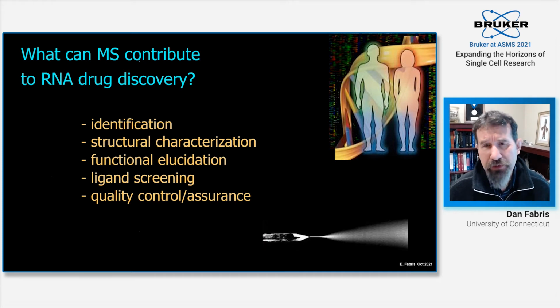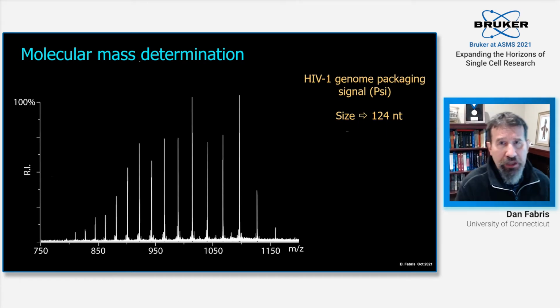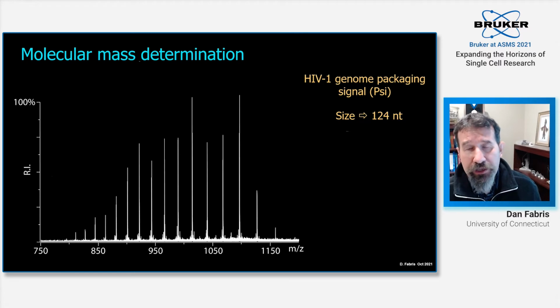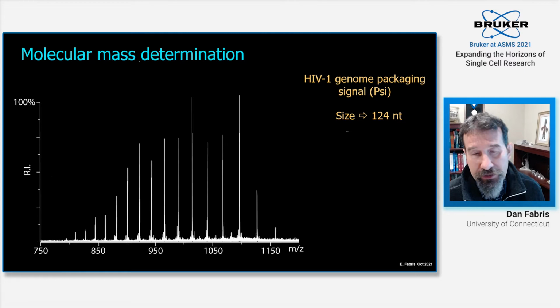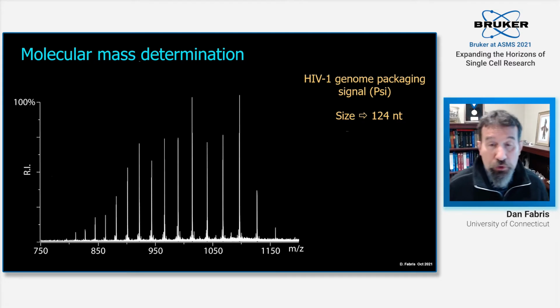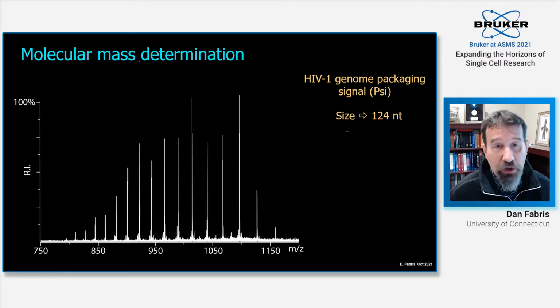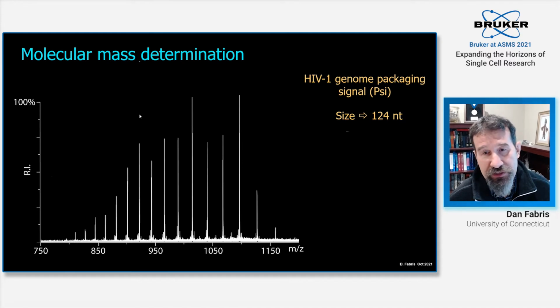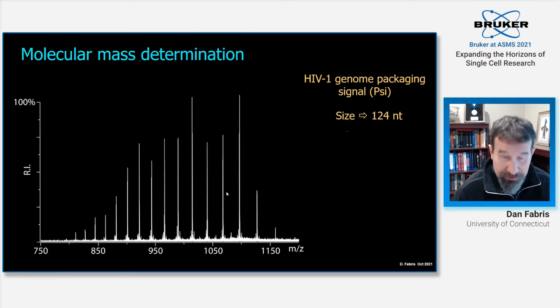A typical analysis that we can perform by mass spectrometry is a molecular mass determination. I'm giving you here the example of an electrospray mass spectrum of an oligonucleotide of about 124 nucleotides. This construct was produced in vitro to mimic the packaging signal of the HIV-1 genome. And you notice we have a nice charge state distribution right here. The sample was submitted to extensive desalting, so we don't see too much salt in there.